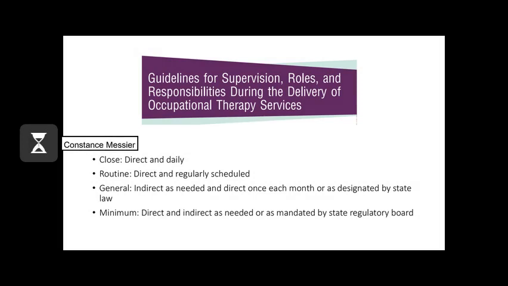AOTA puts out a document, guidelines for supervision, roles, and responsibilities during the delivery of occupational therapy services. I have posted this for you as a resource in the course space. And the text provides that there are different levels of supervision, and close supervision is direct and daily. Routine supervision is direct and regularly scheduled. General is indirect as needed, and direct once each month or is assigned by the state law. And minimum is direct and indirect as needed or as mandated by a state regulatory board.